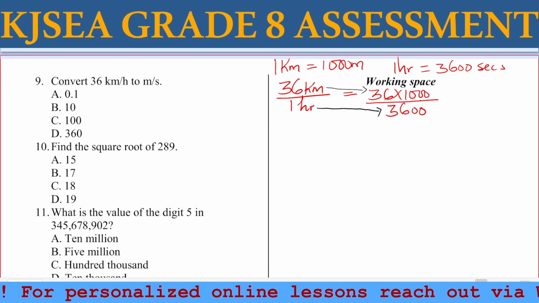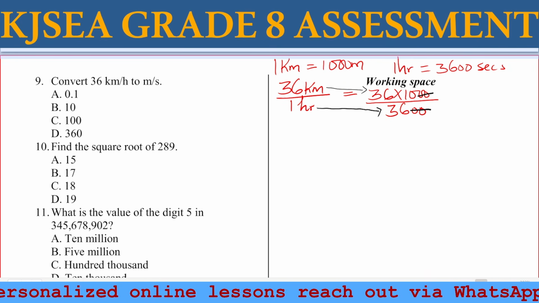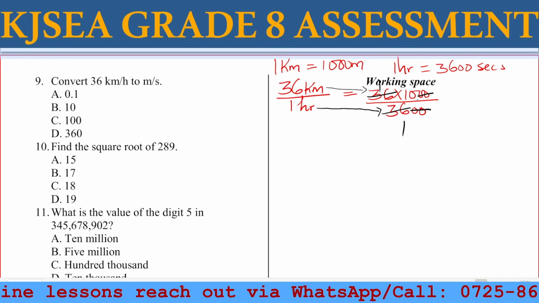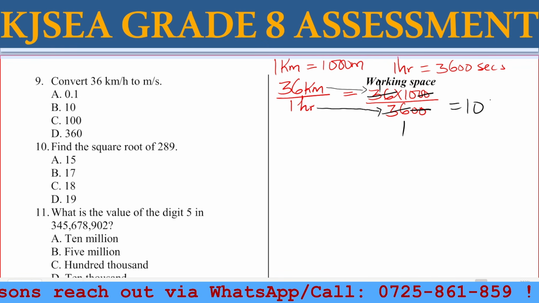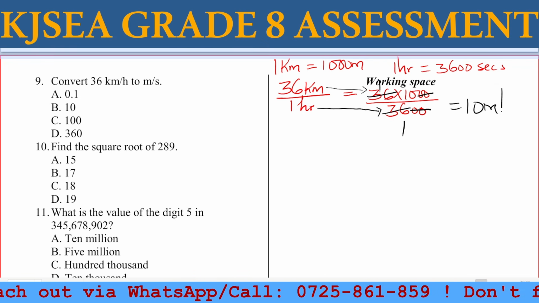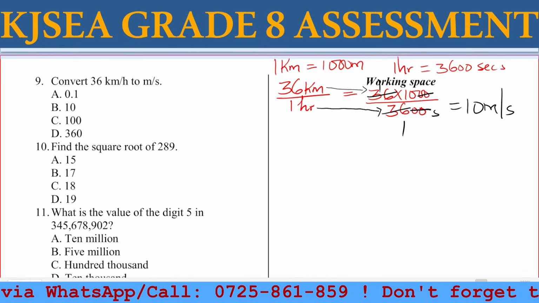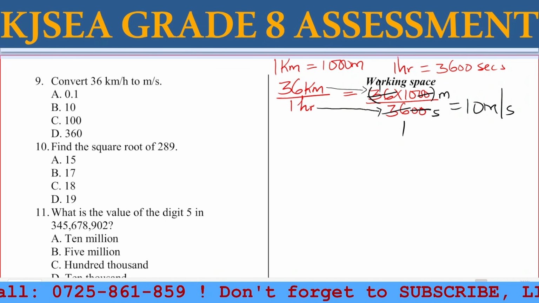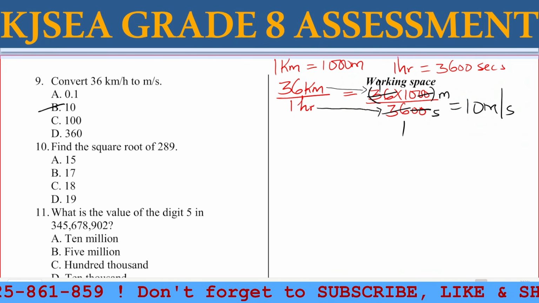Then from there you can divide. These two zeros divide with those, so you have 36 by 36 is 1, and you're remaining with 10. So this will give 10 meters per second, because below you have seconds and above you have meters. So that is 10 meters per second.